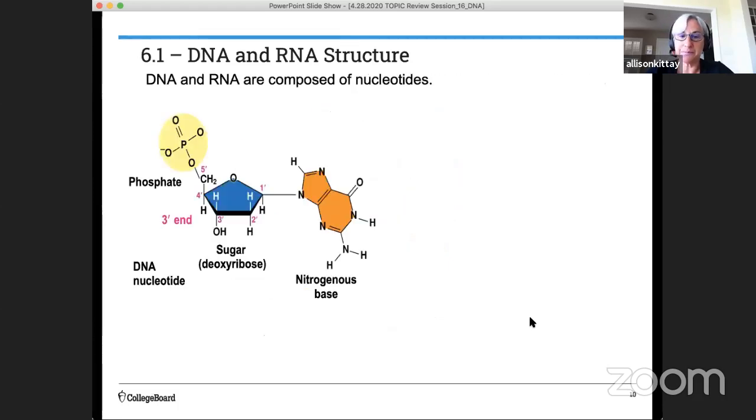So let's just review what a nucleotide is, and I'm showing you a DNA nucleotide in this case. There are three components. The first one is a phosphate group. The second one is a sugar.